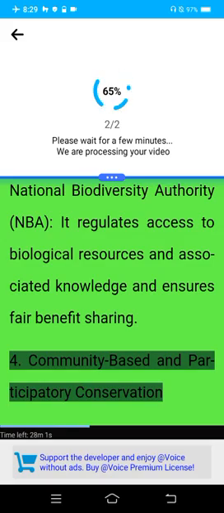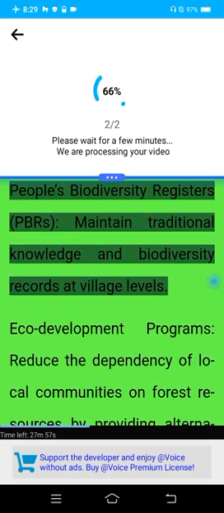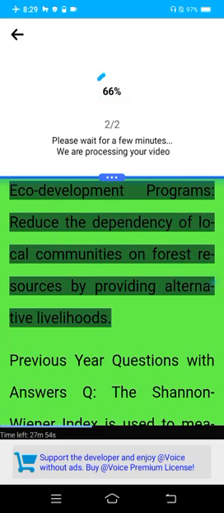4. Community-based and participatory conservation. Joint Forest Management (JFM), a participatory model involving forest departments and local communities for sustainable forest use and protection. People's Biodiversity Registers (PBRs) maintain traditional knowledge and biodiversity records at village levels. Eco-development programs reduce the dependency of local communities on forest resources by providing alternative livelihoods.